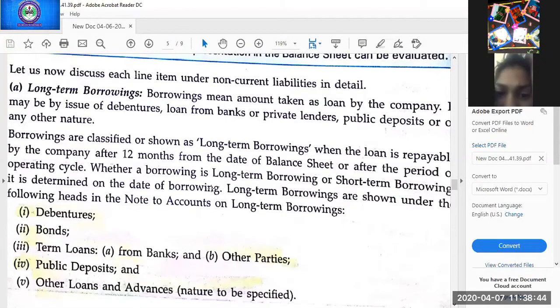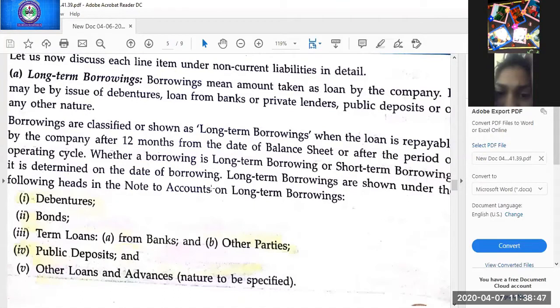Debenture, bond, term loan, public deposits, and other loans are the examples of long-term borrowing. So while solving the answers, you have to prepare it in a tabular form. In one column, you will be writing the given item, suppose bonds. In the second column, you will be writing the major head. And in the third column, you will be writing the subhead.